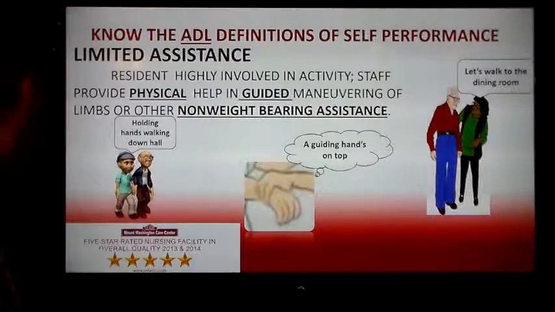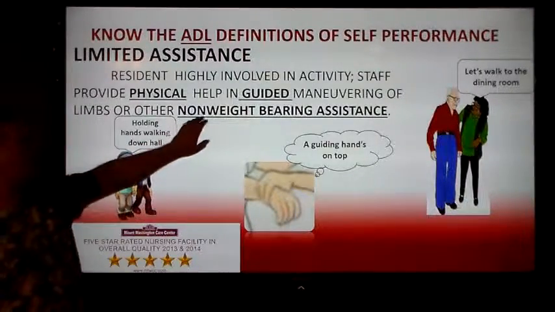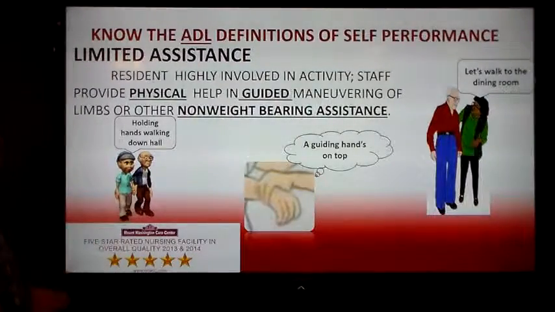Limited assistance: the resident is highly involved in the activity and staff provides physical help in guided maneuvering of the limb or other body part, but no weight-bearing assistance. A guiding hand is on top.